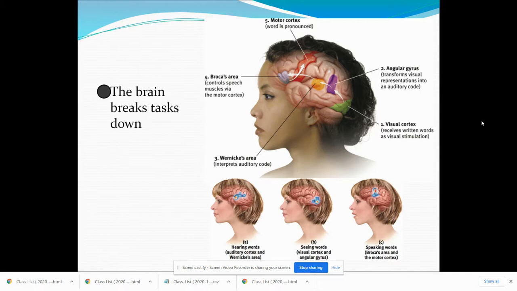And then if we're going to speak it out loud, we'd use another area called Broca's area, which would then work with the motor cortex to move the muscles in our mouth and our jaw to allow for speaking the language. So this just goes to show you that this is constantly occurring whenever we're listening to language, whenever we're seeing language, whenever we're speaking language. Multiple parts of our brain are very active all at the same time.